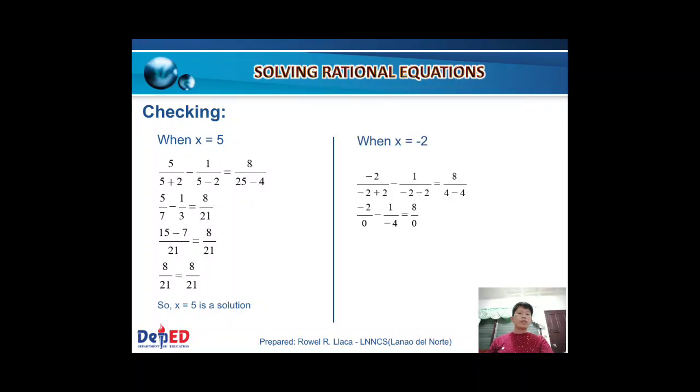When x is equal to negative 2, substitute negative 2 all over negative 2 plus 2 minus 1 all over negative 2 minus 2 equals 8 all over 4 minus 4. Take note, negative 2 plus 2 equals 0. A number cannot be divided by 0, so that is undefined. So meaning x equals negative 2 is not a solution. Only x equals 5 is a solution.